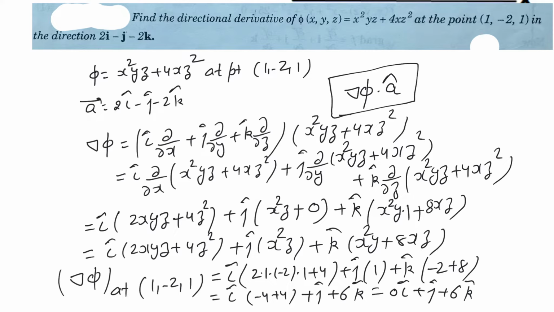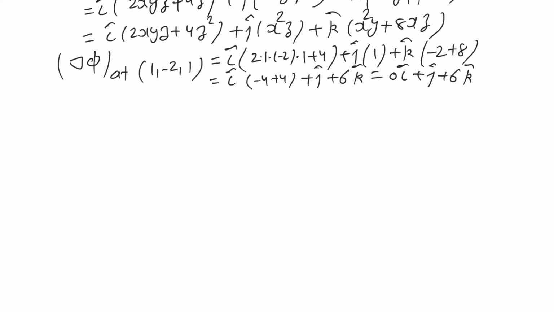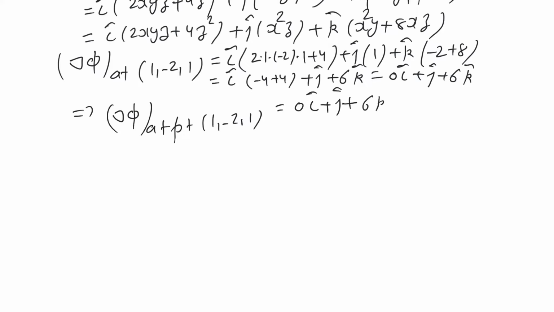This implies that del phi at point (1, -2, 1) is equal to 0 i cap plus j cap plus 6 k cap.